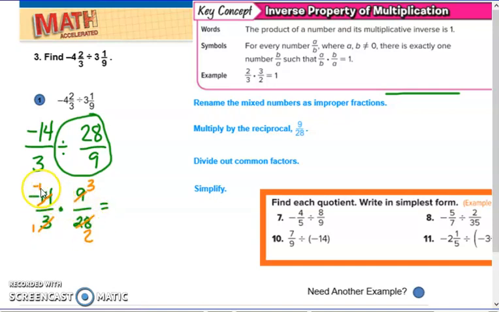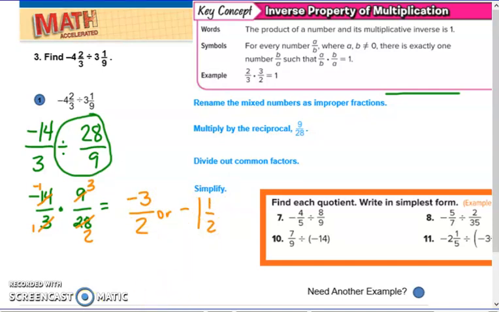Look how nice this is. A -1 times 3 is -3, and a 1 times 2 is 2, or -1 1/2, because you can take 2 halves out of here, which is 1, and you'd have 1 left over. Okay?